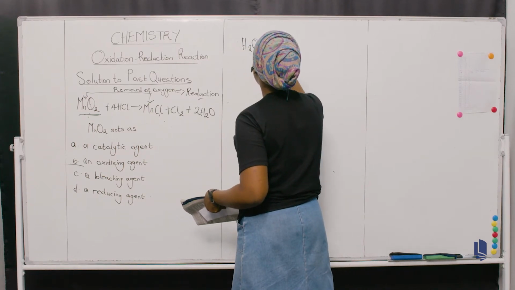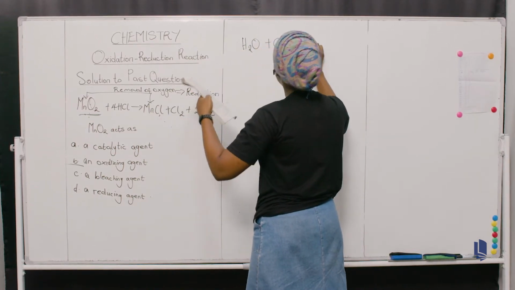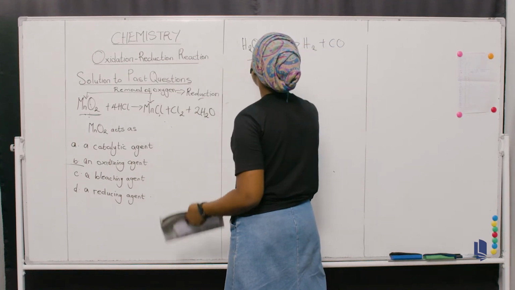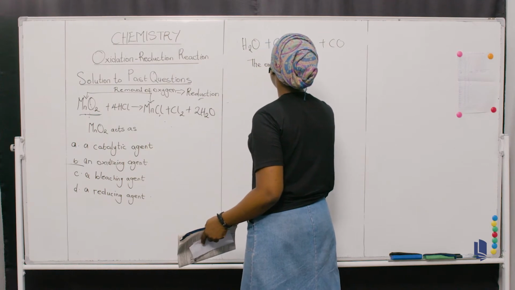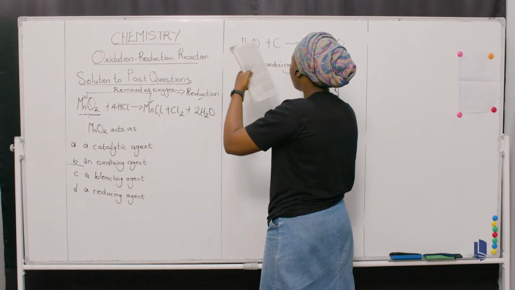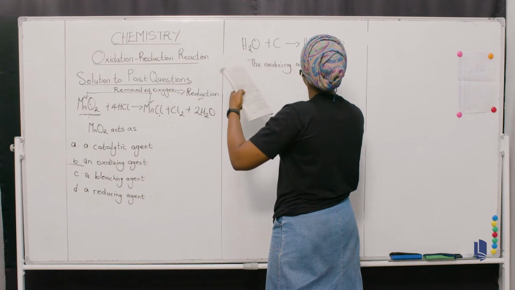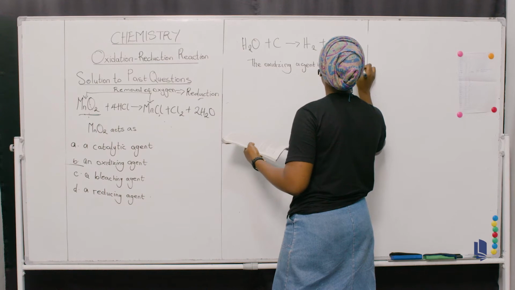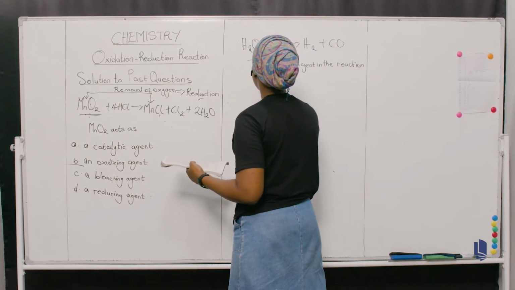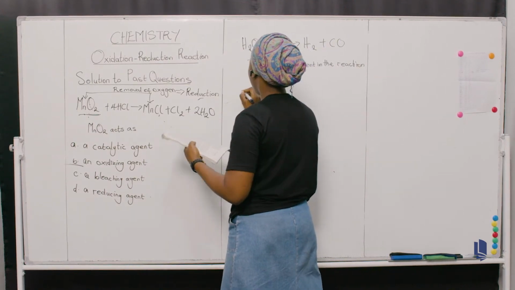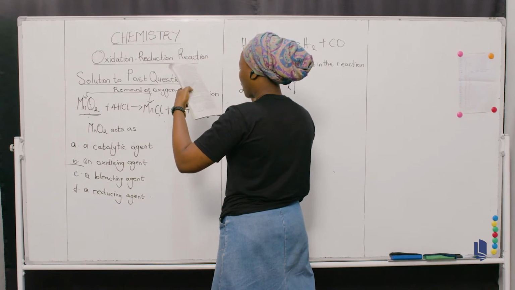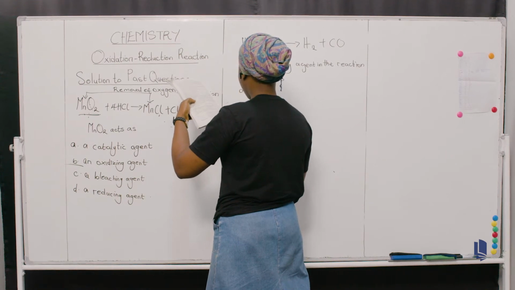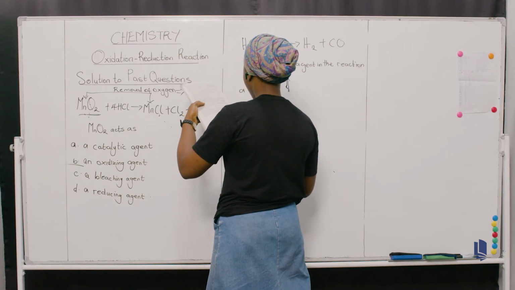H2O plus carbon to give H2 plus CO. The oxidizing agent in the reaction above is: A, H2, B, CO, C, D, H2O.